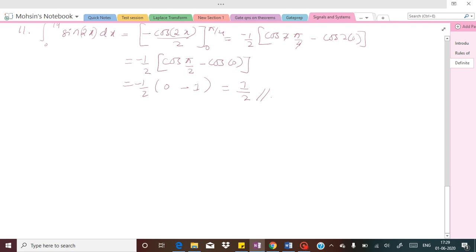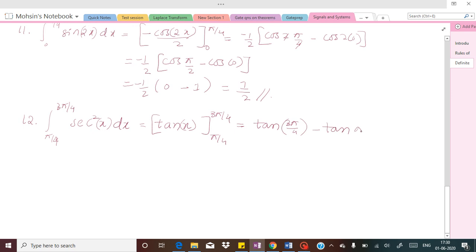Okay, similarly, let me take another example which is given by integration between pi by 4 to 3 pi by 4 of sec square x dx. We know that integration of sec square x is going to be tan x. Therefore tan x between the limits pi by 4 to 3 pi by 4. Substituting these limits, tan of 3 pi by 4 minus tan of pi by 4.